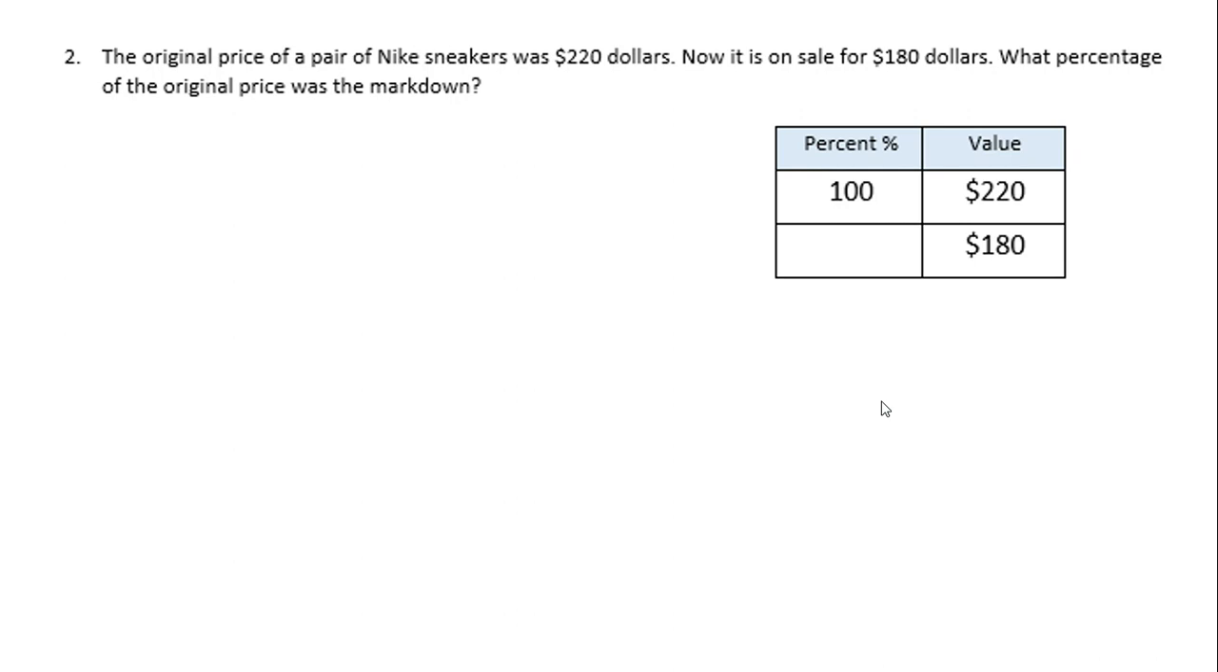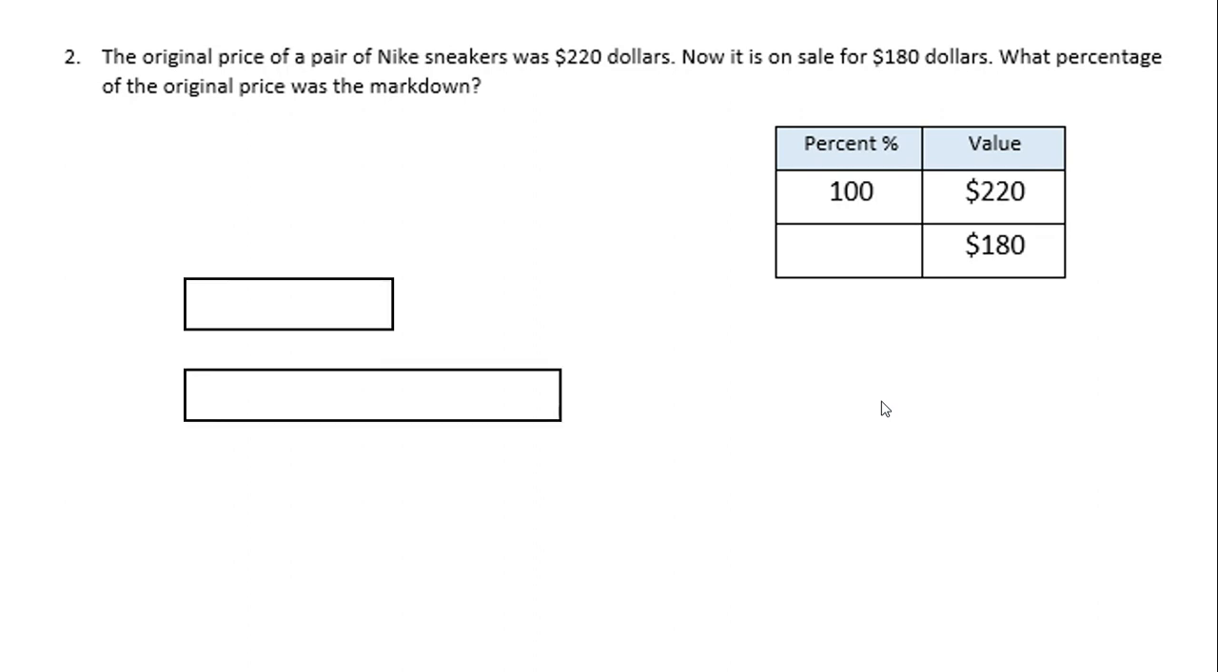The original price of a pair of Nike sneakers was $220. Now it is on sale for $180. What percent of the original price was the markdown? Again, with the same model, we have a percent and a value tape diagram. Sorry, the labels aren't there, but we know the percent is on top, the value is on the bottom. Do we know the percent in this problem, or do we know the value in this problem?